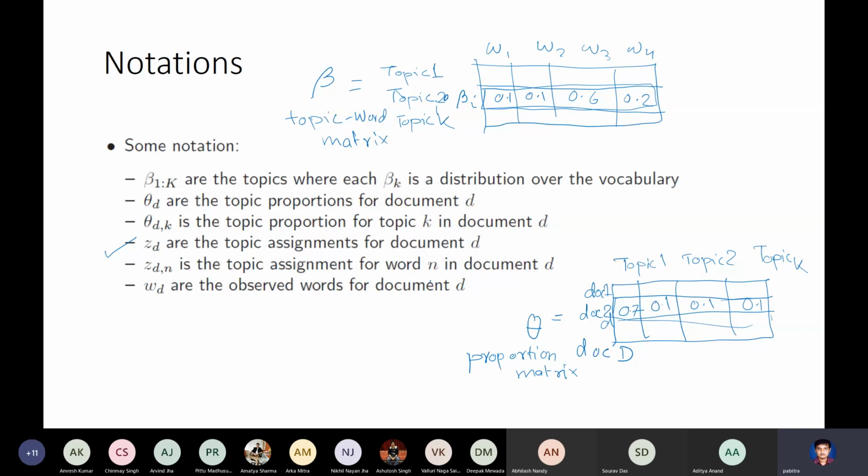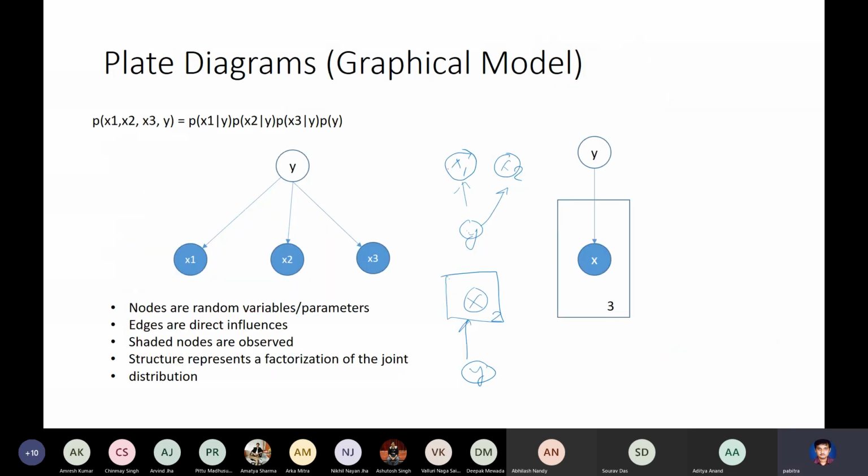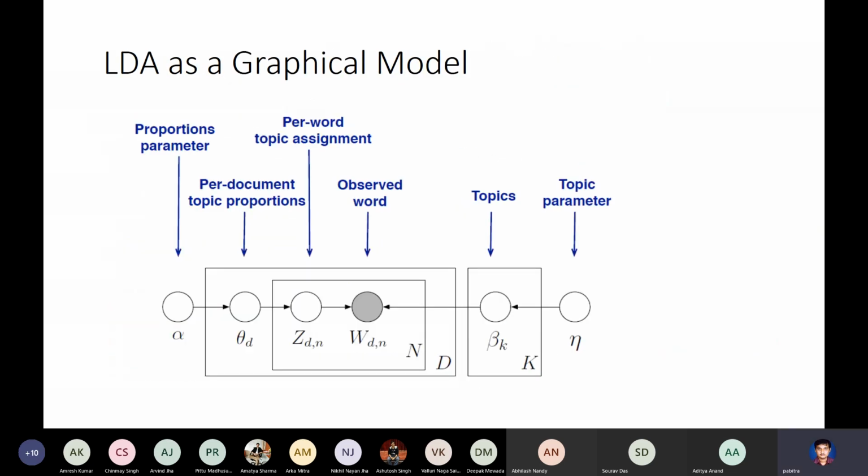And finally, WD, the collection of observed words in the document D. It's the bag of words of document D. So it's the outcome of a set of trials to generate the words in the above generative process. So with this notation, let us write down the plate diagram.